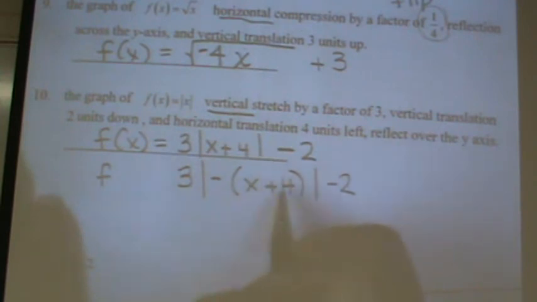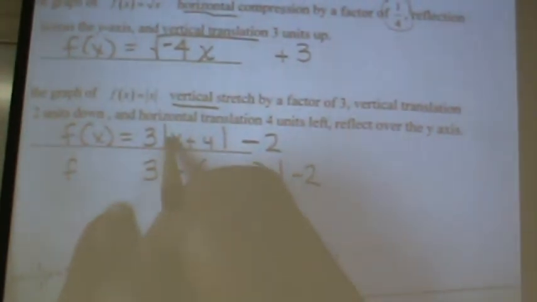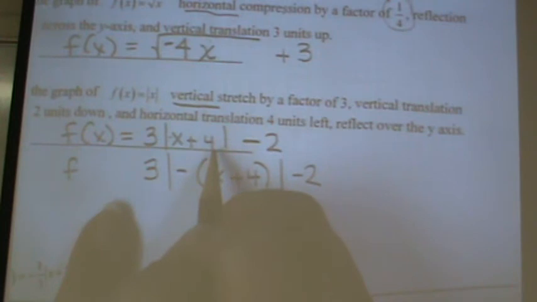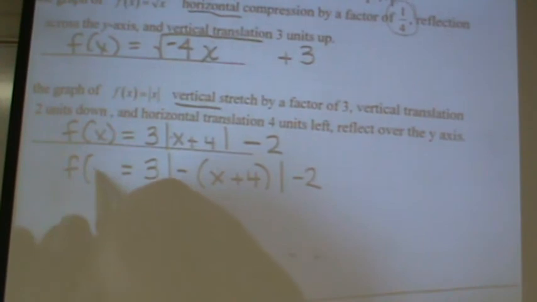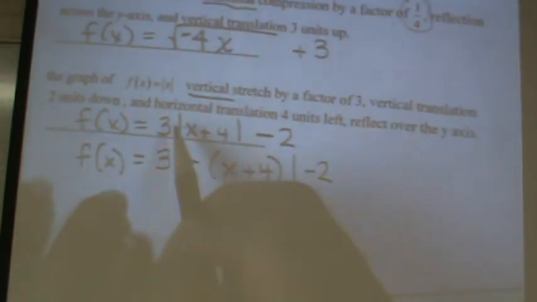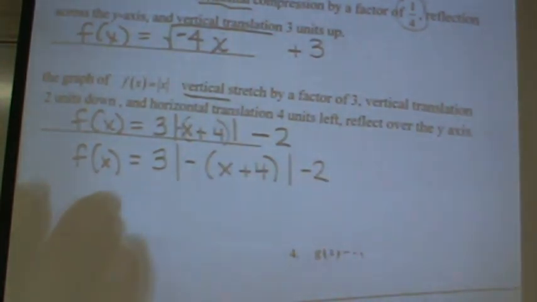You want the parentheses with the plus 4. You're going 4 left. Now, what if I would have put a negative right here? It would be wrong because this is saying 4 units. You're going to be saying 4 units right if you leave it like that, because you'd have to factor out the negative. So watch that one. That's a little tricky. Okay? So this is the correct answer right here. Unless you put the parenthesis here with the negative, just watch that one.